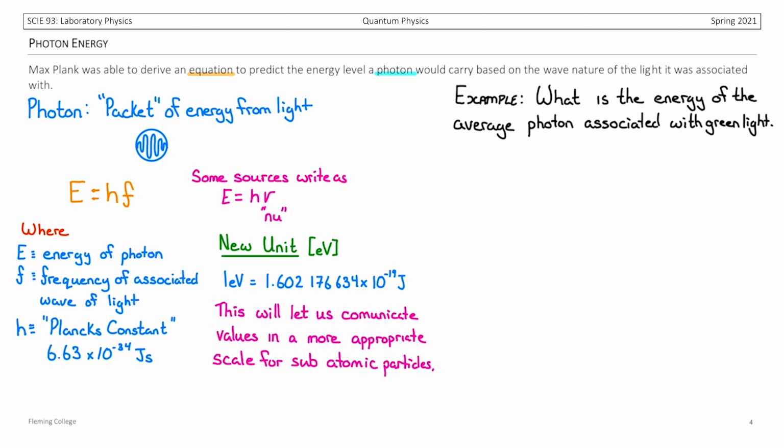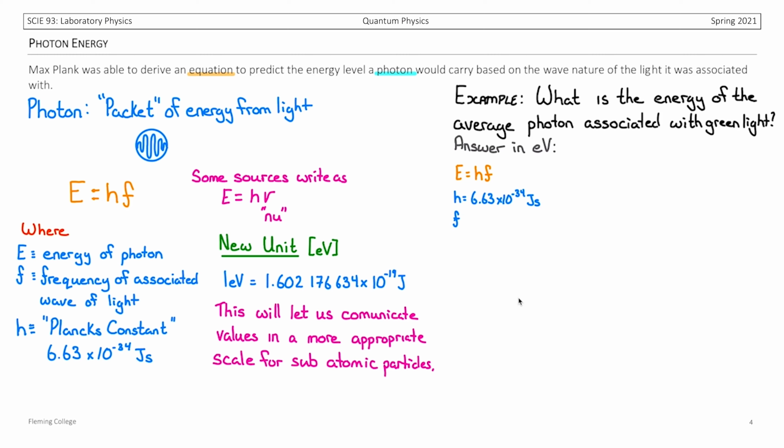It could be any particular wavelength. We choose green this time. And we'll want to answer this in electron volts for now. So we're going to start with Planck's equation, E is equal to hf, remembering that h is a constant, so that's the 6.63 times 10 to the negative 34 joule seconds.